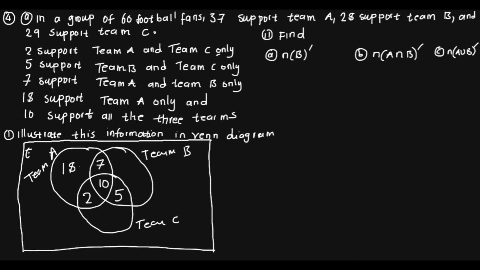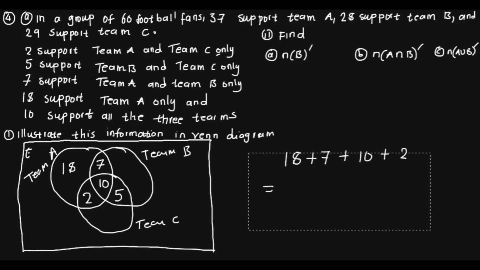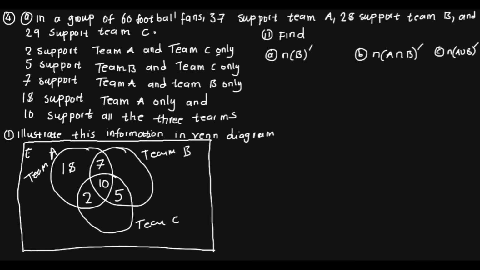Now we can go back to the information. Let's look at 37 support team A. Let's see if 18, 7, 10 and 2 will add up to 37, since 37 support team A. So let's try. We have 18 plus 7 is 25, plus 10 is 35, plus 2 is 37. So we can see that we are okay, since the sum of these numbers corresponds to the total number of fans that supported team A.